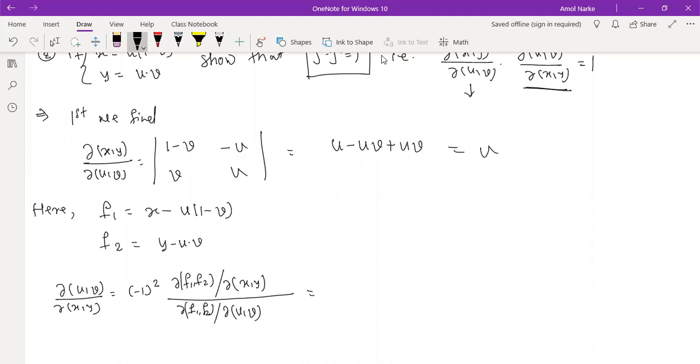So here directly 1. Now tell me what is f1 with respect to x? It is 1. F1 with respect to y. No y term is there, so it is 0. Now f2 with respect to x, 0, and f2 with respect to y, 1. That is what we have at the numerator. Now find the denominator.